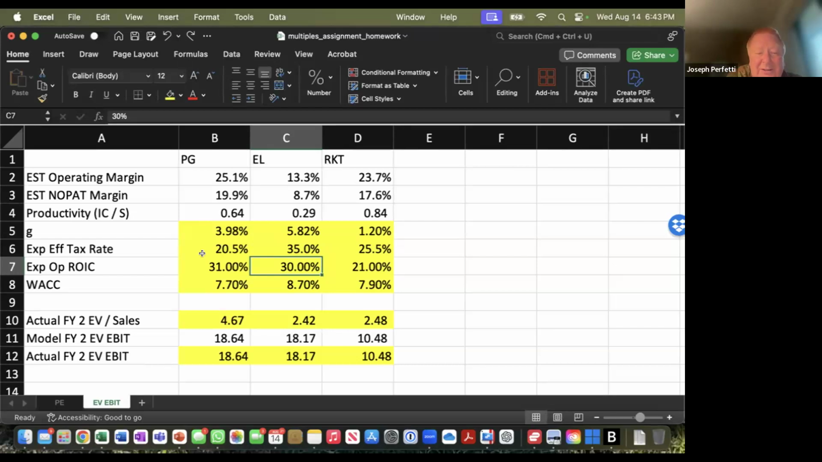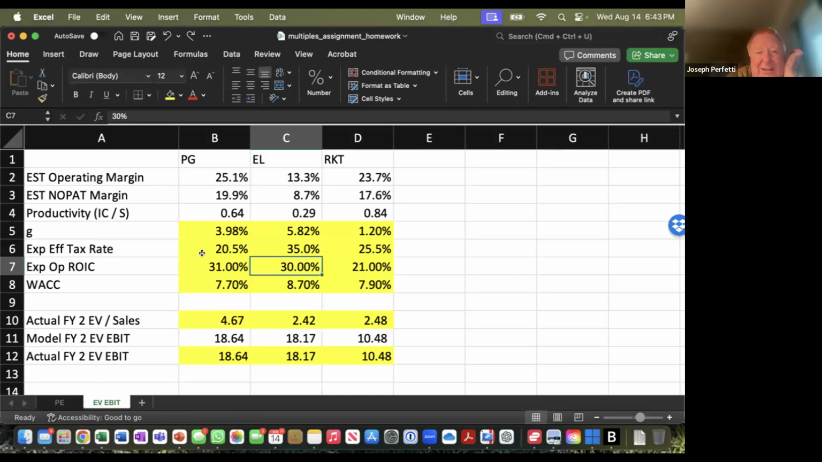In terms of EV to sales, why are you paying more for P&G on EV to sales than Estee Lauder? It's the margin: 25% margin versus 13% margin. Generally, the bias is that I'll pay more for revenue when you have a high margin. Now, P&G is spending more, productivity 0.64 versus 0.29, to generate those margins.